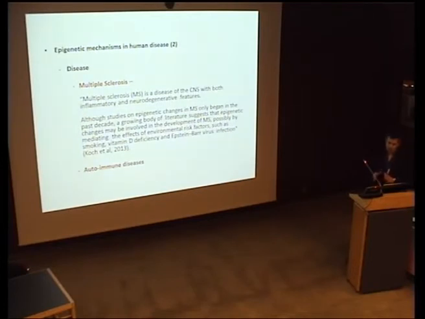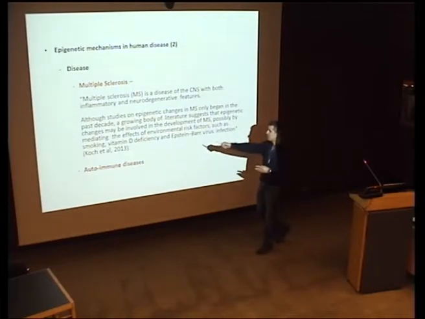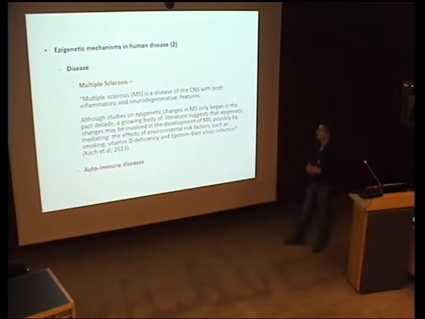Okay, before going to behavior, in physical disease, we also have the case of multiple sclerosis. Until just 3 or 4 years ago, nobody thought that epigenetic mechanisms could be associated with this very disabling disease. But Koch and colleagues, in this year's article, write that multiple sclerosis is a disease, well, everybody knows, of the CNS, the central nervous system, with both inflammatory and neurodegenerative features.